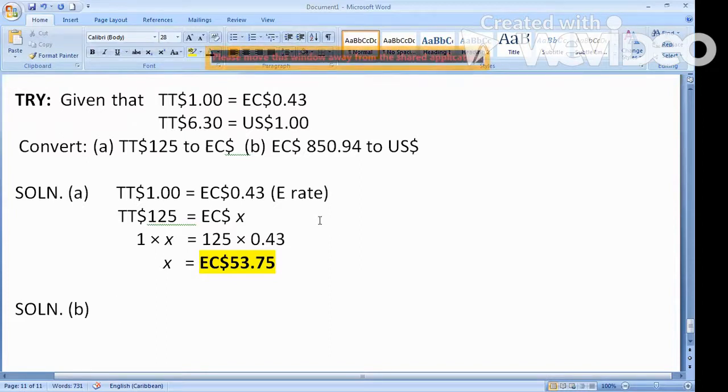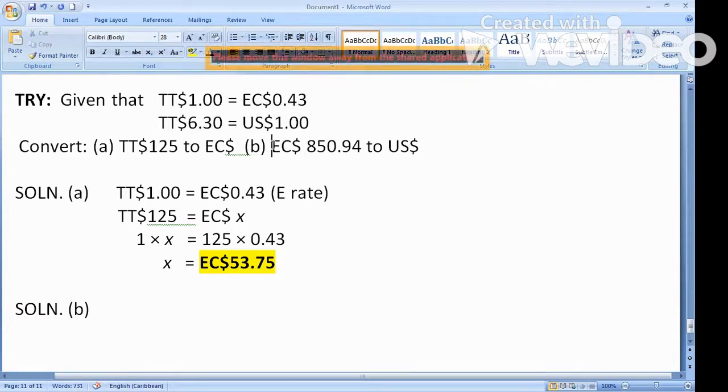Sir, would you find the exchange rate from TT to US? So first you'd have to exchange because you got it in EC. You would convert it from EC to TT because you already know that exchange rate, and then from TT to US. Yes, something like that. Basically, that's how you operate it.